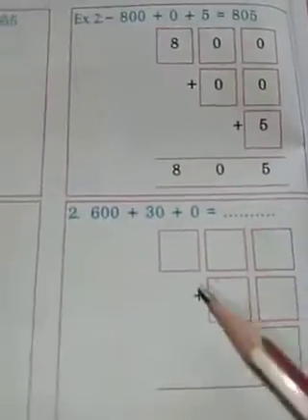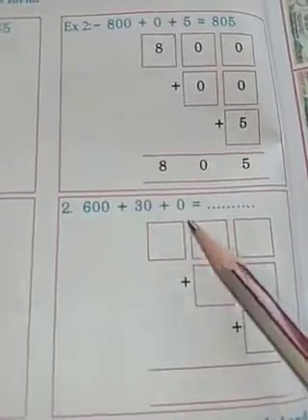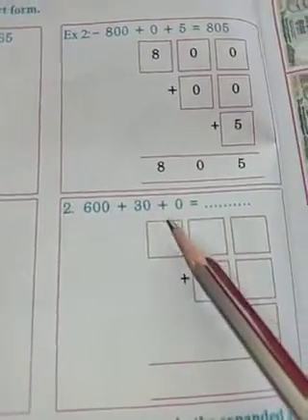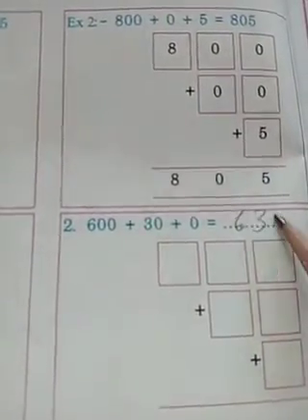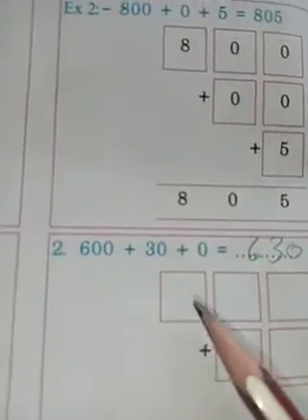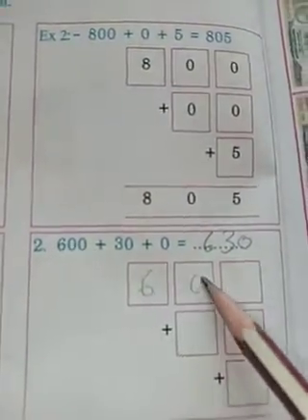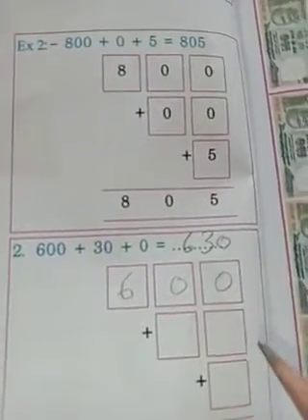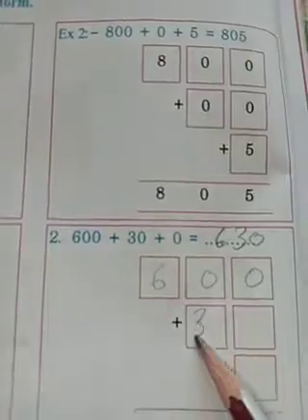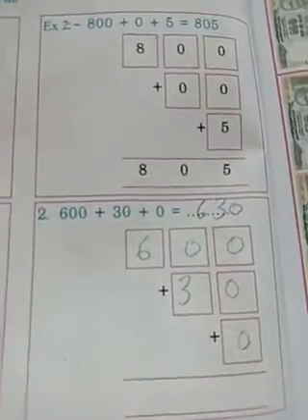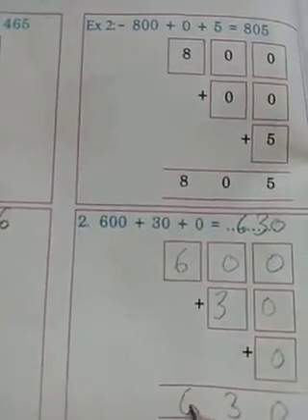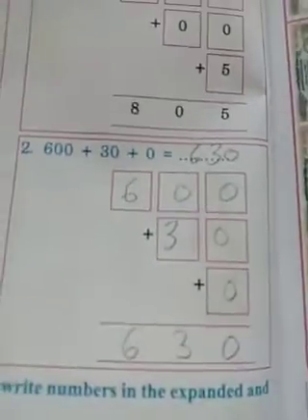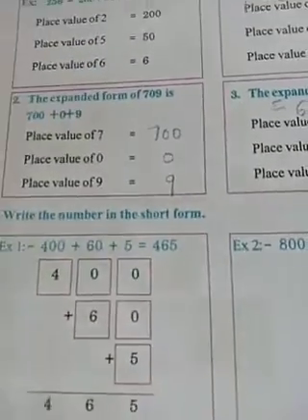Next one. 600 plus 30 plus 0, how much? 630. 600 plus 30 plus 0. 0, 3, 6. So the number is 630. So remember children, this is expanded form.